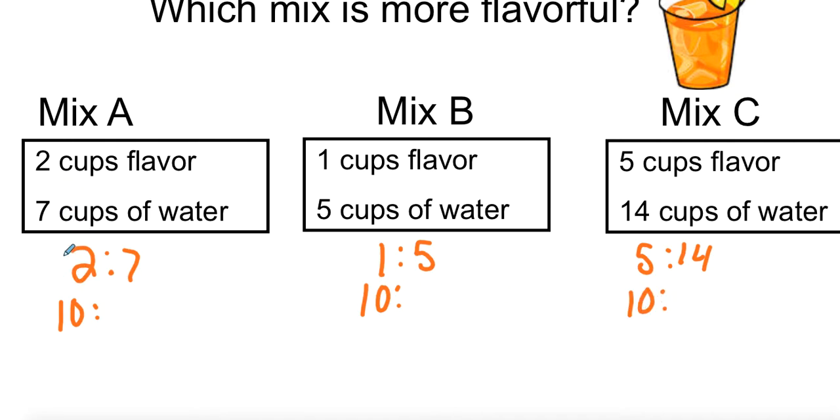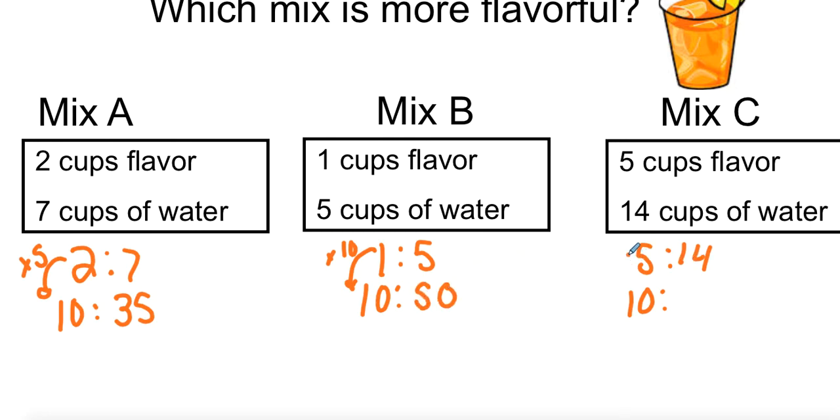And these scale factors will actually be a lot easier to find. So from 2 to 10, it's a factor of 5. So that means we're going to have 35 cups of water. From 1 to 10, it's a scale factor of 10. So this means we are going to have 50 cups of water.